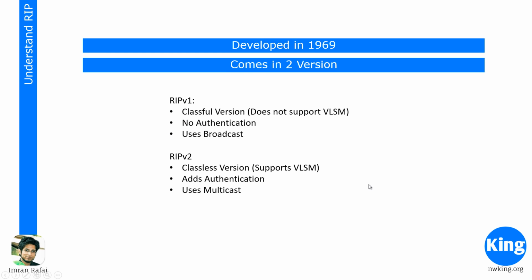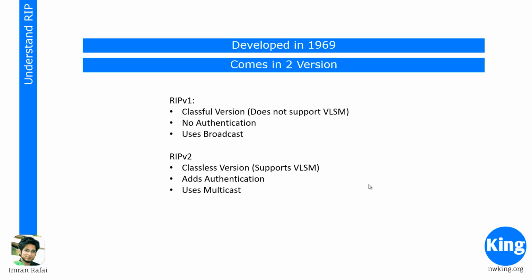RIP as a protocol was developed in 1969, so it's a very old protocol. The beauty of RIP is it's very simple, and a lot of devices support RIP, whether Cisco or non-Cisco, because it is open source. It's not a proprietary protocol like, for instance, EIGRP. Anybody can use it, and a lot of device manufacturers in fact use RIP even to this day. But keep in mind, RIP is a very old protocol.